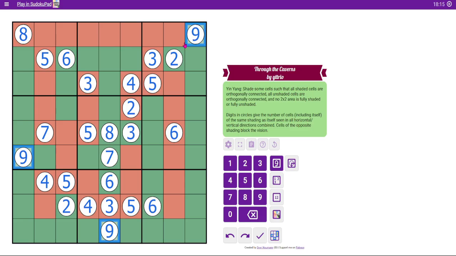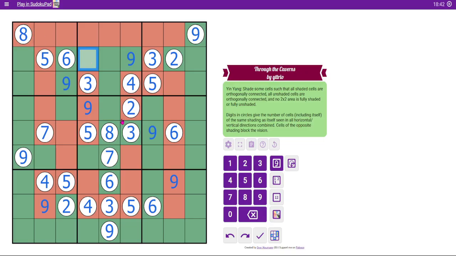Now let's just add in the remaining digits. So the 9 can only be in this square up here. And square here. This square here. The 9 cannot see any of those. That needs to be here and here. Now we have all the 9s in at least.